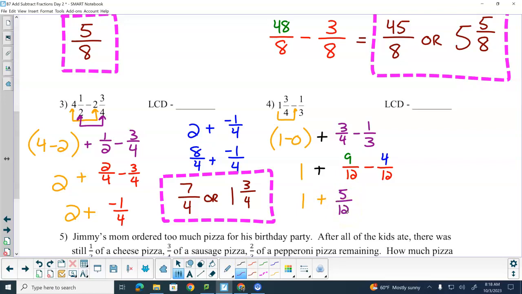Okay. Now we got to bring that 1 into it. So 1 and 5/12 would be our answer. Okay. We're going to finish this one first, though.